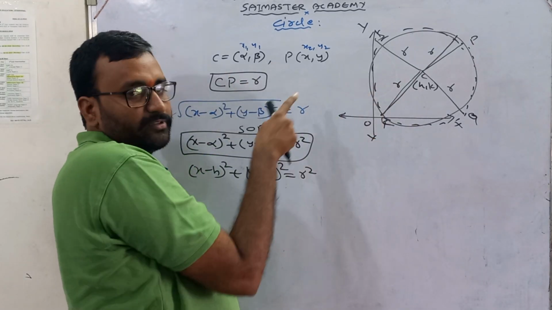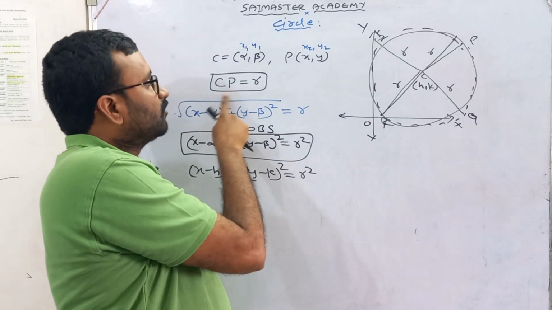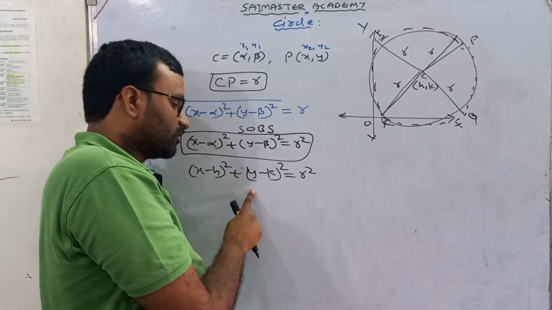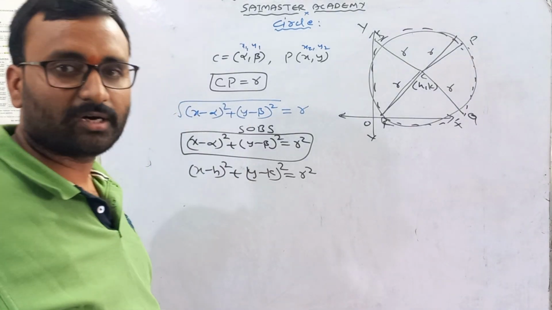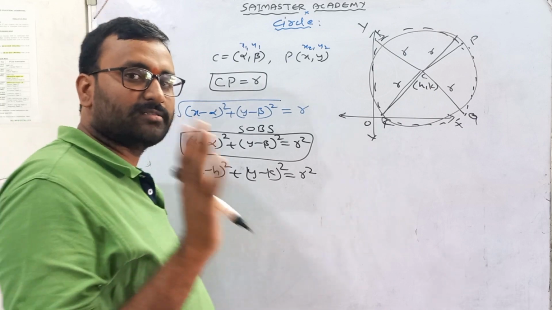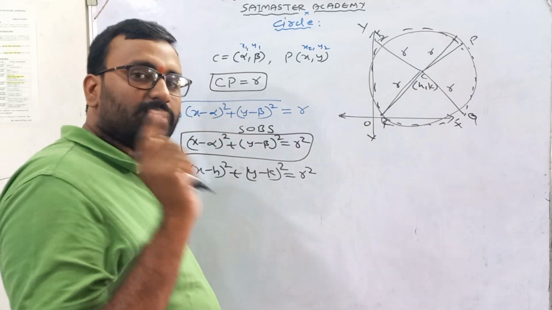The distance between these two is the radius, that is CP equal to r. Then the formula is (x minus h) whole square plus (y minus k) whole square equal to r square, where (h, k) is the center. What is the center? (h, k). And what is the radius?